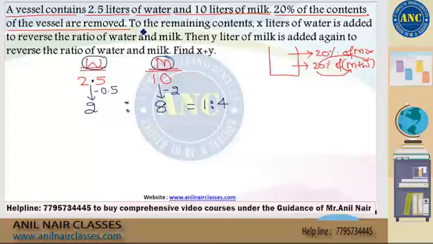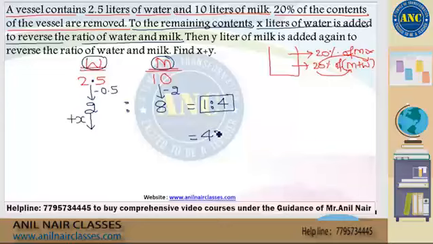Now read the next statement. To the remaining contents, X liters of water is added to reverse the ratio of water and milk. Because I am adding X liters of water, milk will not change. When I add X liters of water, this 1:4 ratio will reverse and become 4:1. I am adding water, so milk is not affected. Milk is still 8 itself.